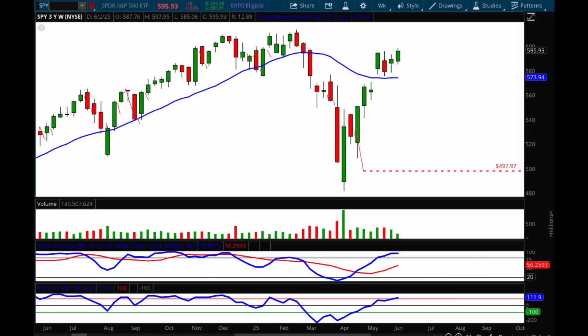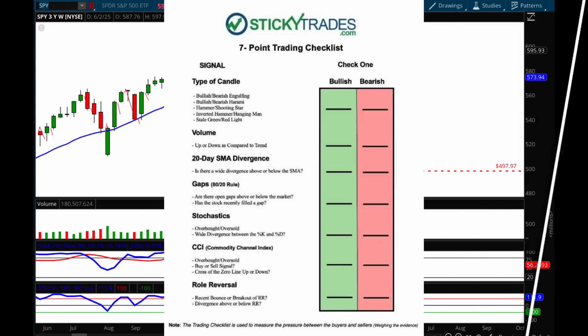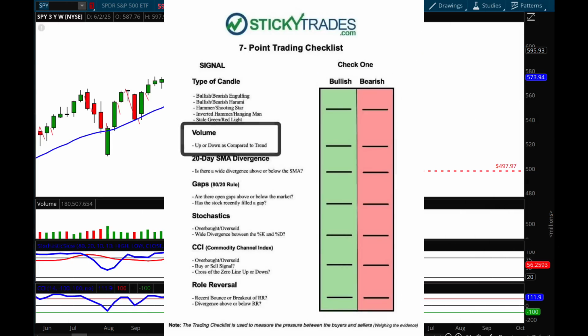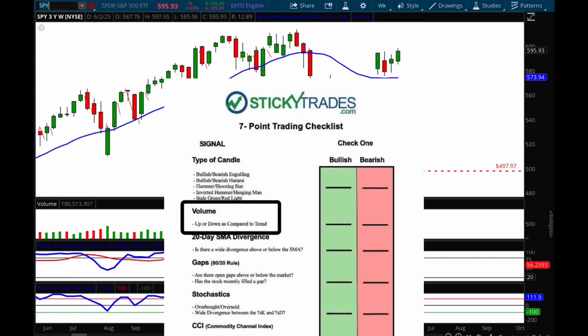And again, if you follow our trading checklist, volume is the second point on the 7 points that we track. And that's how important it is. We look at price first, we look at volume, and whether or not that supports the price action. And if it doesn't, then guess what? We have to adjust and or close our trades to match what we're seeing on the charts.